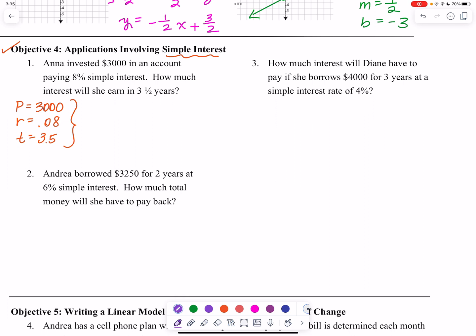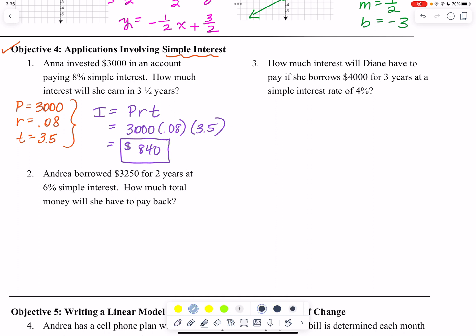Okay, getting out a calculator, we know that interest is principal times rate times time. So we have 3,000 multiplied by 0.08 and multiplied by 3.5. So if we multiply that out, and you can always pause the video, we will arrive at $840. That is just the interest. So let's highlight that. We're looking for just the interest.